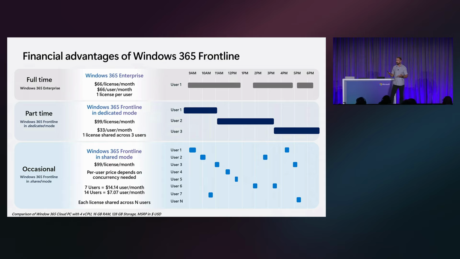And then if we go down to Frontline in shared mode, the license is the same Frontline license, so it's still $99 for the license. But the per user price, if you just look at this example on the slide where it's showing 7 users sharing a license, now the price per user goes down closer to $14 per user per month. And I'll tell you, it's not uncommon for our customers to have 10, 15, or more users per license. So as many users as you can map to your pool of cloud PCs, the lower the per user price goes.